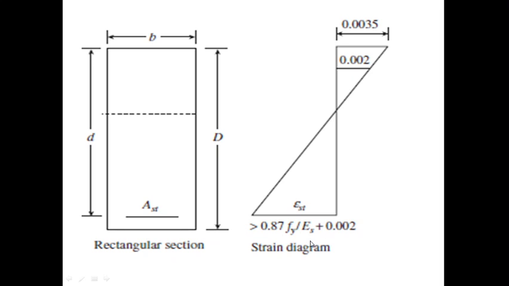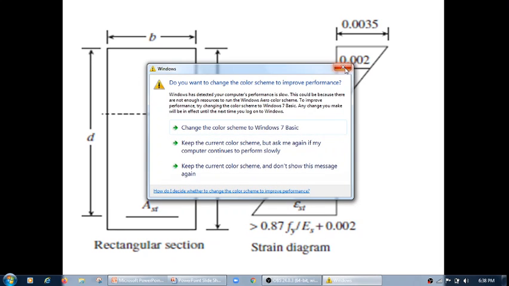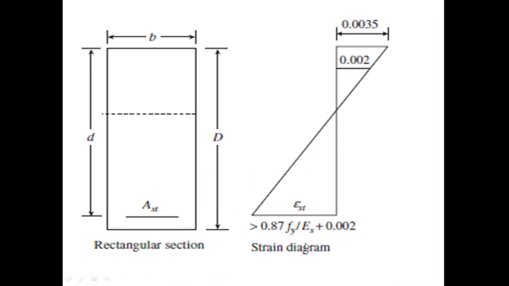From the derived definition of strain from strength of materials, we know that strain is stress by Young's modulus. So it is Fy by Es, where Fy is the yield strength of steel. But then 0.87, as we all know, is the partial safety factor for material for steel, and therefore it is 0.87 into stress divided by Young's modulus. But plus 0.002, let us see how this 0.002 appears here.